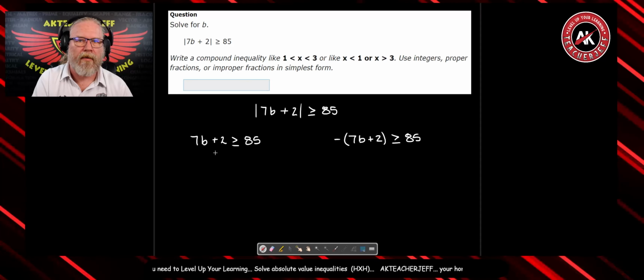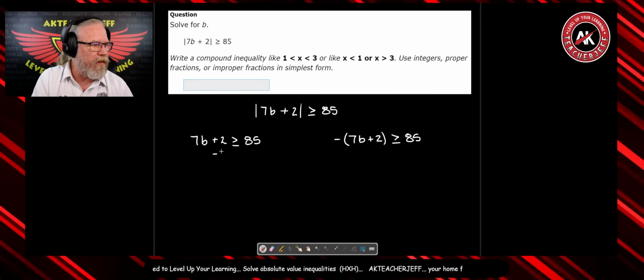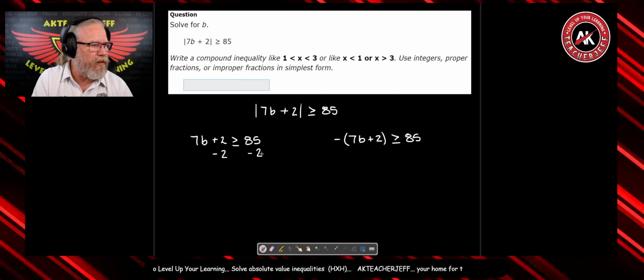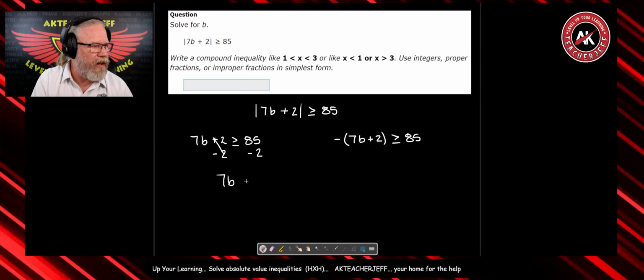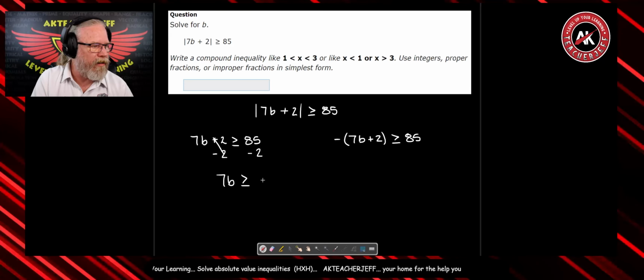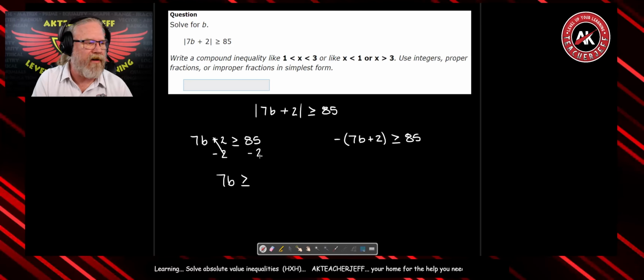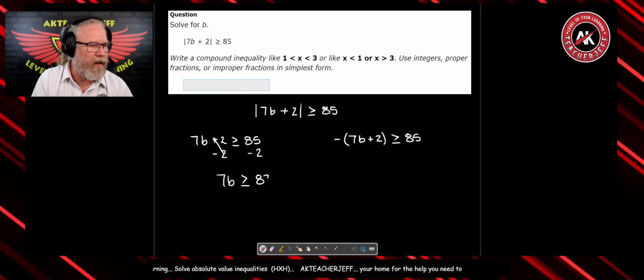So let's go ahead and work the positive one first. Let's get rid of that positive 2 with a -2. And what we do to one side, we do to the other. The 2's cancel each other, leaving us with 7b. Bring down our greater than or equal sign, and 85 minus 2 is 83.